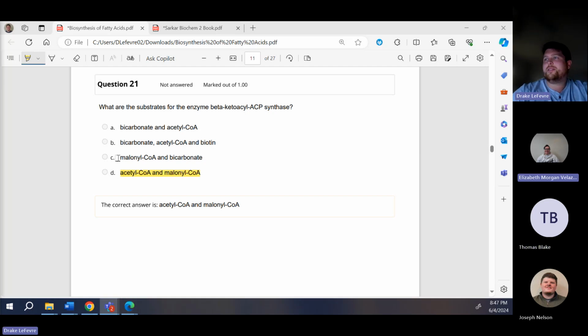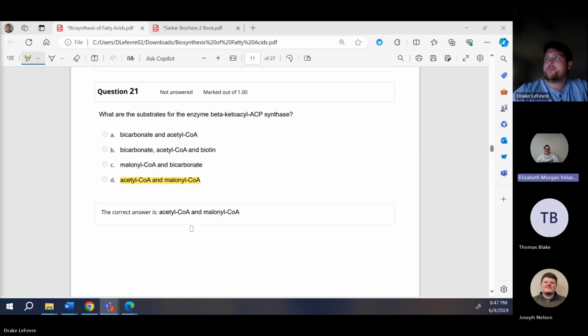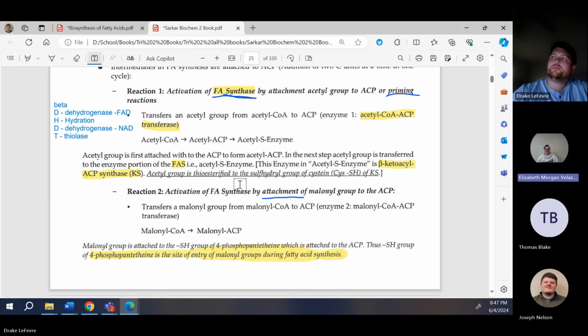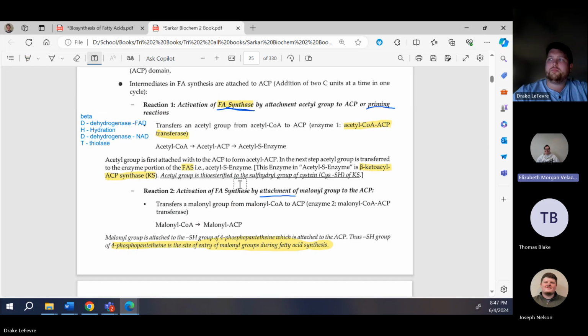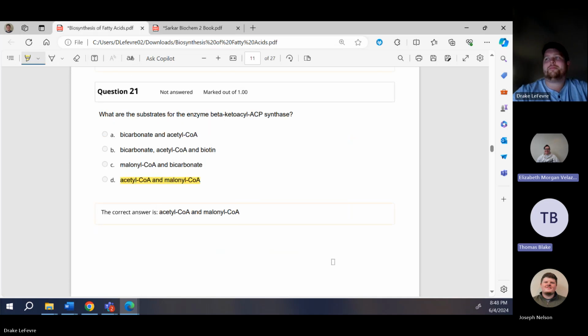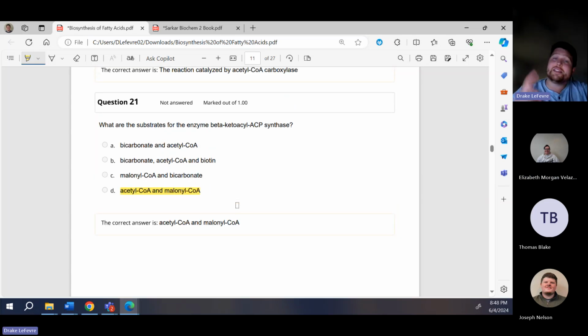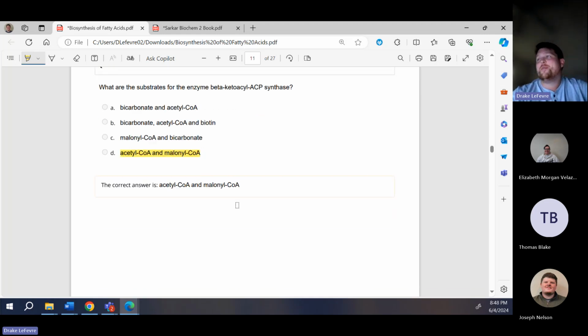So with this chunk of stuff, especially with as close as the exam is, is it safe to say that if you don't know, it's either the malonyl-CoA or the acetyl-CoA? I like this strategy. That's the way that I would go. It seems like the majority of the answers lean that way. And that's smart. That's the guessing test-taking strategy.